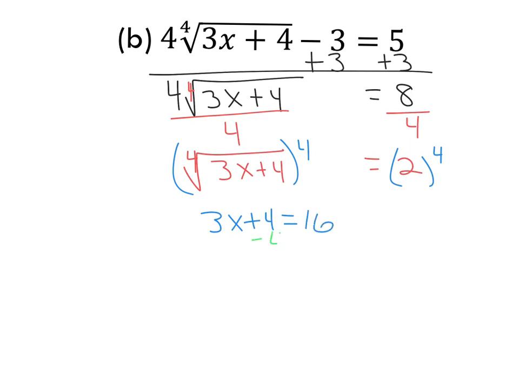We're going to subtract 4. So 3x equals 12 and divide by 3. So we do get x equals 4. If we plug it into the original, the fourth root of 3 times 4 is 12 plus 4 is 16, which is 2. 2 times 4 is 8, minus 3 is 5, so it works.